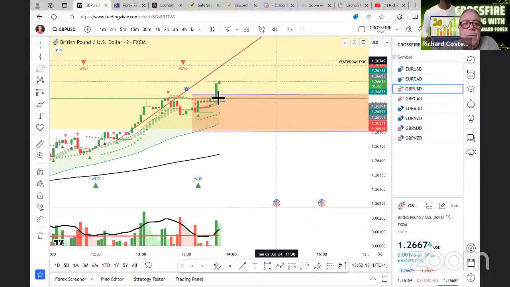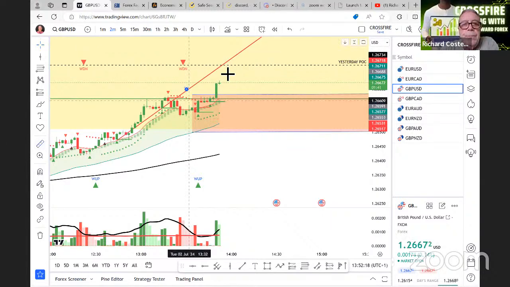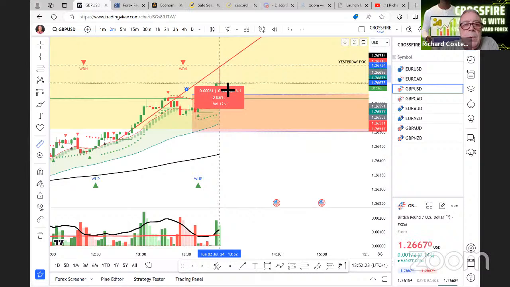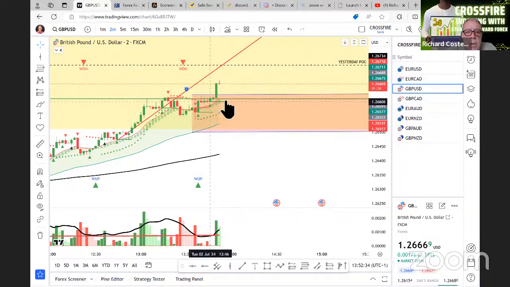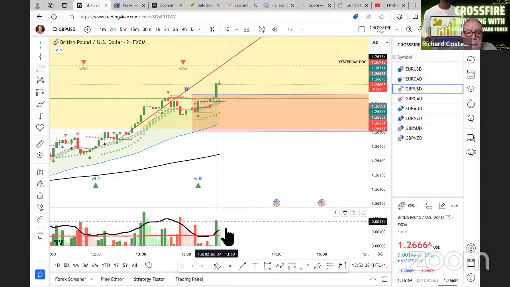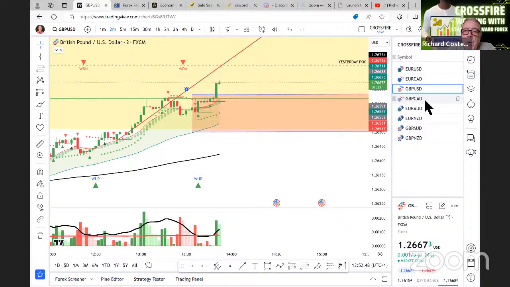So I wouldn't be confident, to be honest, in getting into that. I'm going to measure that distance again, from that point there down to where price is now, this 6 pips. My stop loss would need to be on that green line there. But the buyers are backing away, so it looks as if consolidation is the word for today. Everything's consolidating. We go back to GBP CAD.